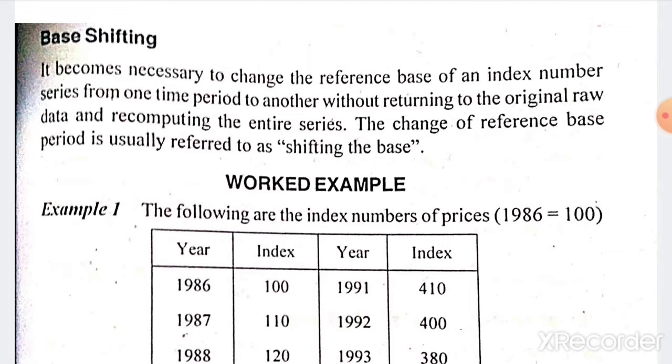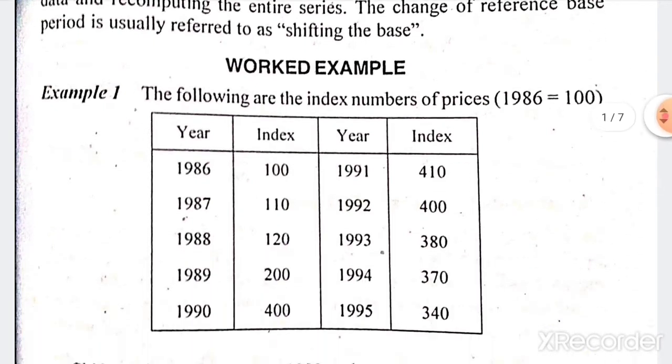Suppose the problem is like this: change the base as 1992 or 1994. Then you have to take that as the base price, that is P0, and the remaining all are P1. So you have to use the formula P1 divided by P0 into 100, the same thing. So we have to see one example.